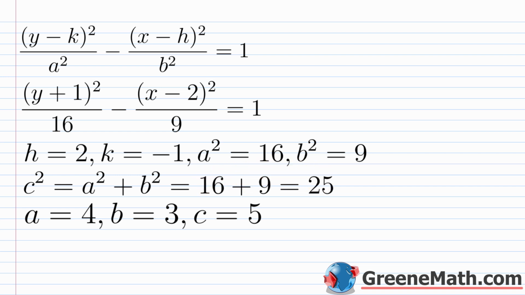When you find a, b, and c, remember that you just want the principal square root only. a is the distance from the center to each vertex, b is the distance from the center to each covertex, and c is the distance from the center to each focus. So a is the principal square root of 16, so 4. b is the principal square root of 9, so 3. And c is the principal square root of 25, which is 5.